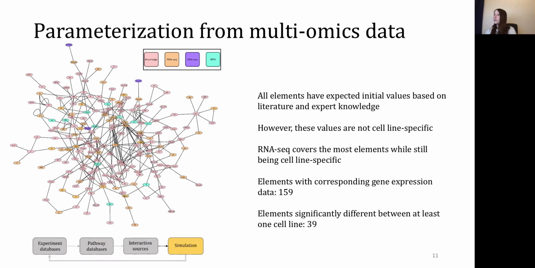For 159 of our model elements, we are able to initialize from RNA-seq data. Out of these 159 elements that we've initialized, 39 of them are different between the cell lines. And so we're able to capture some of that cell line specific heterogeneity.